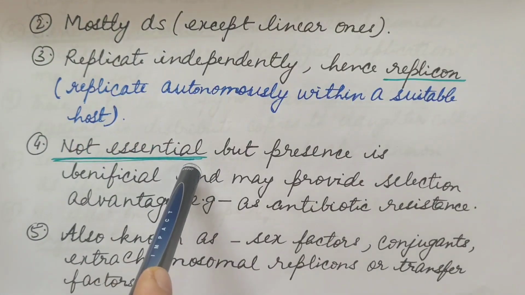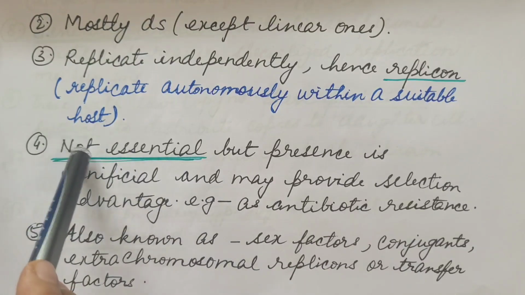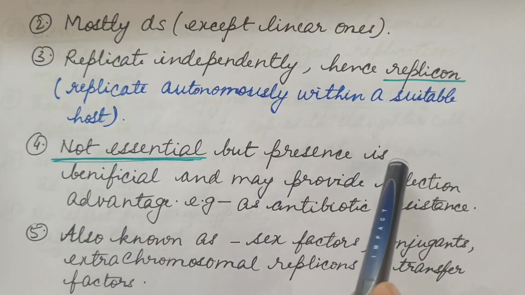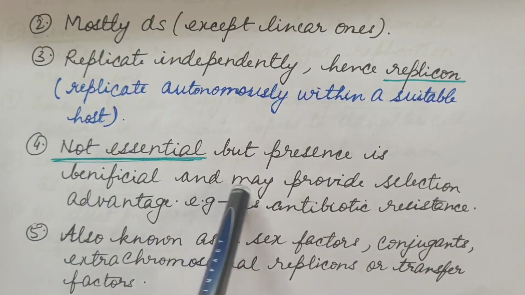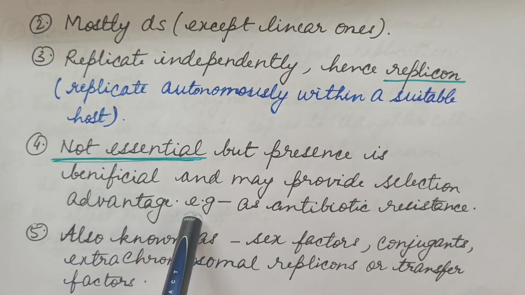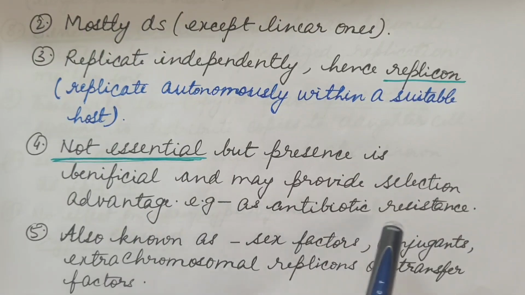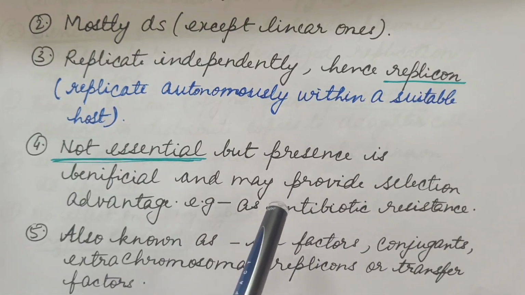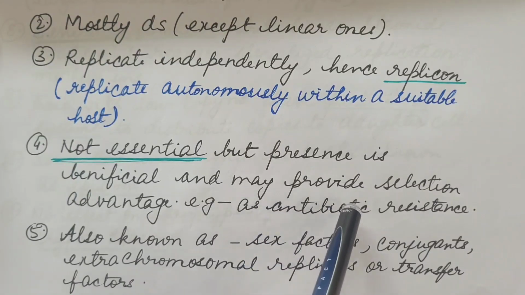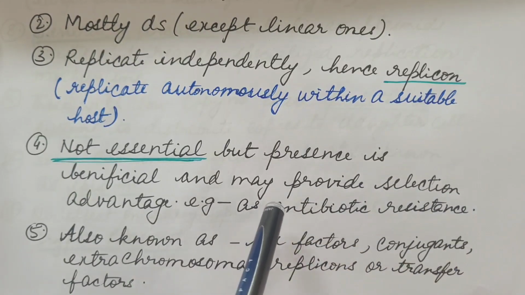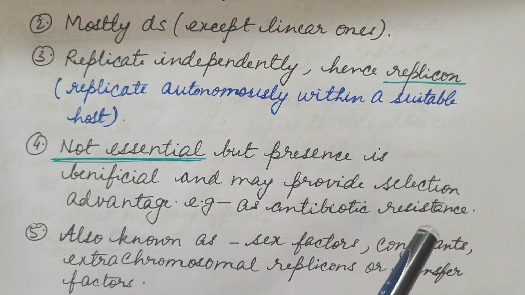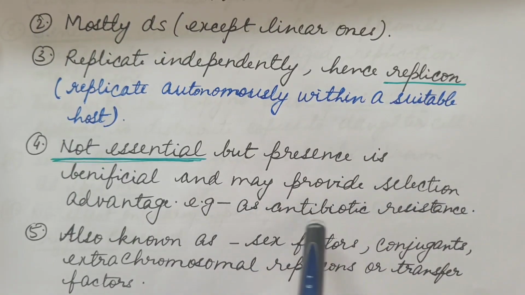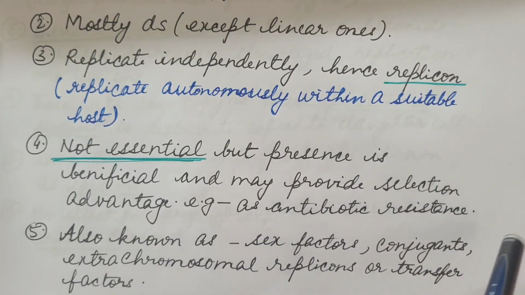These are non-essential, that is, these are not vital for the survival of bacteria, but their presence is beneficial and may provide selection advantage, for example antibiotic resistance. So if there are certain bacterial cells which have the plasmid carrying the genes for antibiotic resistance and certain bacterial cells which do not have this plasmid, then in the absence of antibiotic, their survival will have no difference.